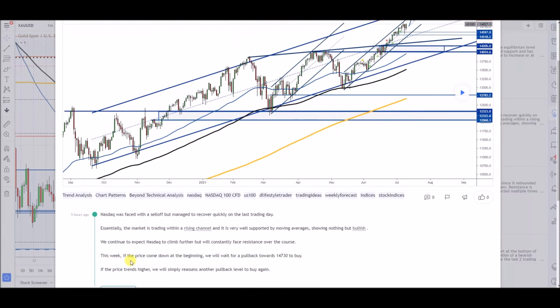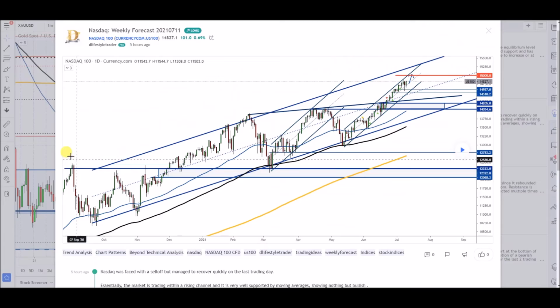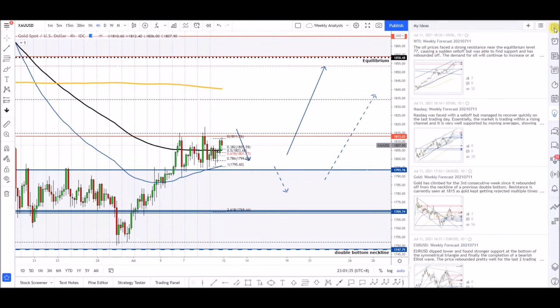So this week, if the price comes down at the beginning, we will wait for a pullback towards 14,730 to buy. And if the price trends higher, we will simply reassess and look for another pullback level to buy again. Alright, so for this, we have to go to the charts.